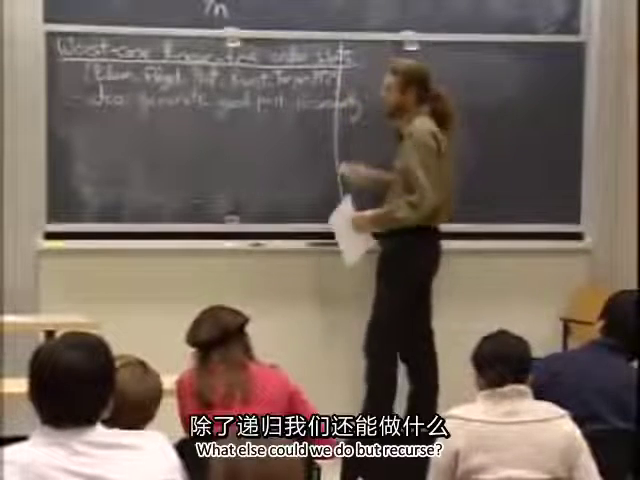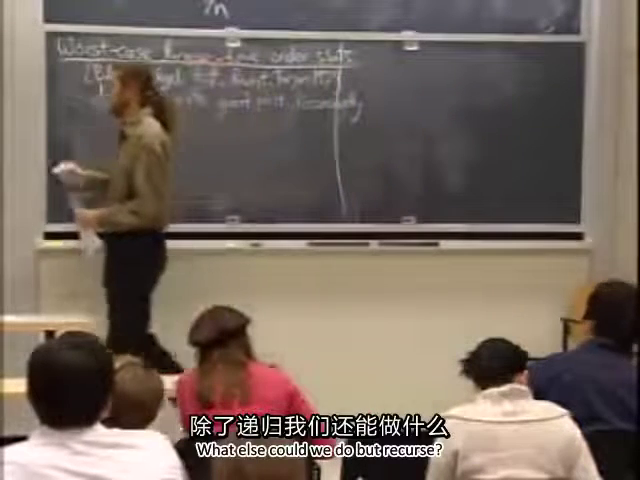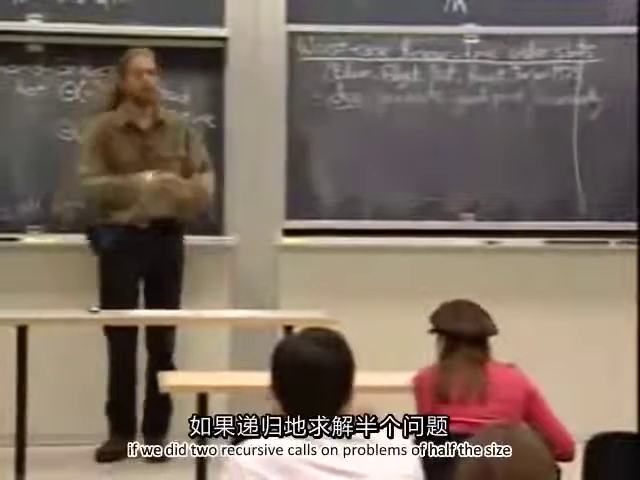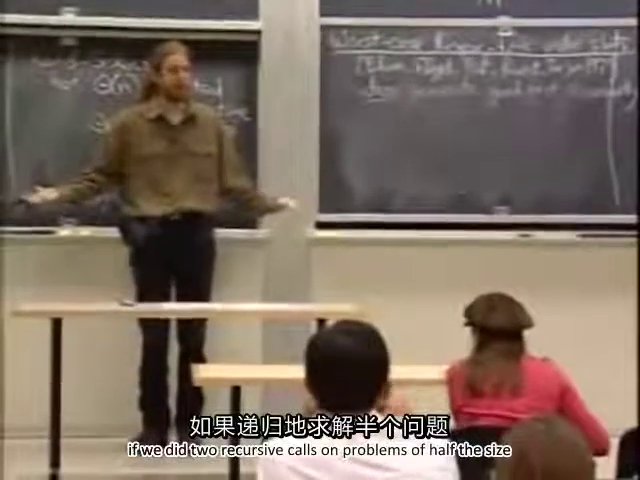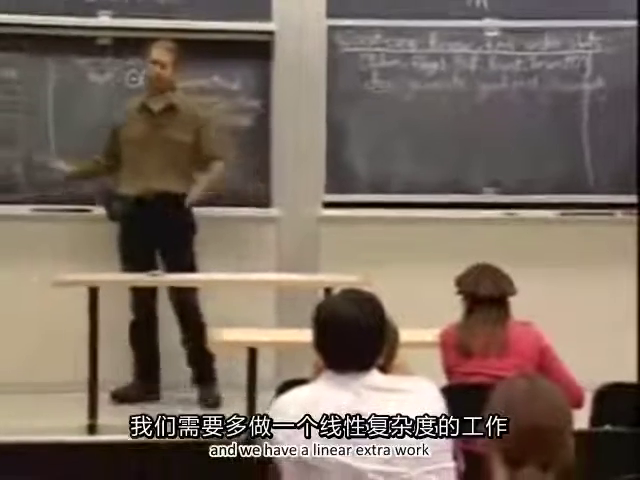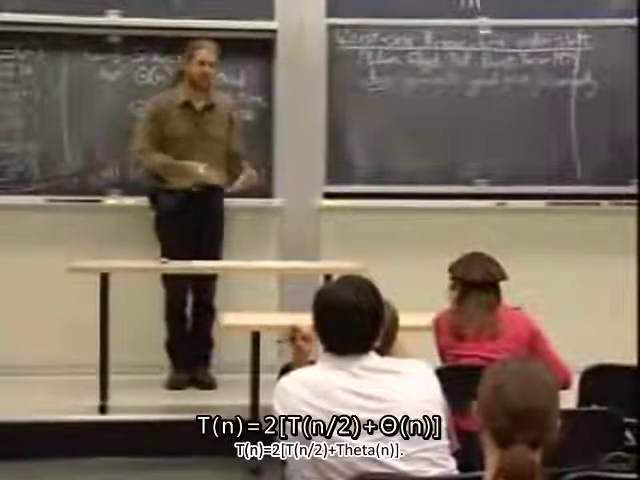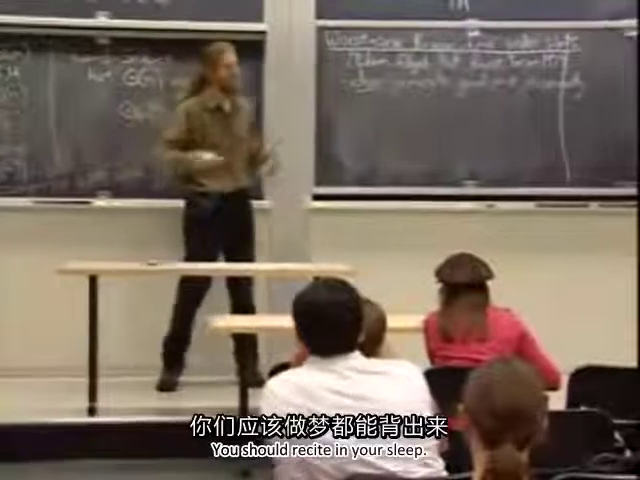Okay, what else could we do but recurse? Now, you should know from your recurrences that if we did 2 recursive calls on problems of half the size, and we have a linear extra work, that's the merge sort recurrence. T of n is 2 times T of n over 2 plus order n, which you should recite in your sleep.